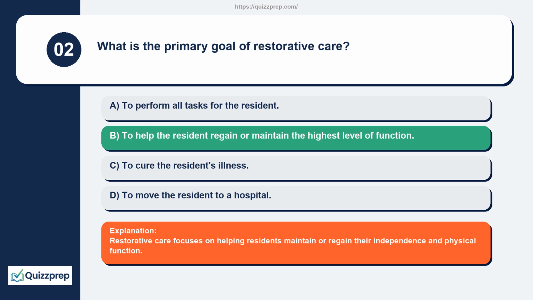Restorative care focuses on helping residents maintain or regain their independence and physical function.